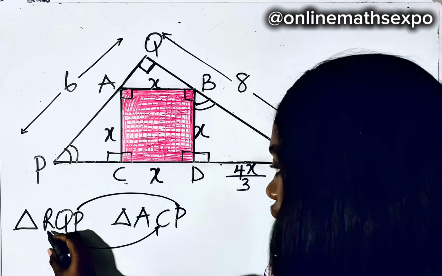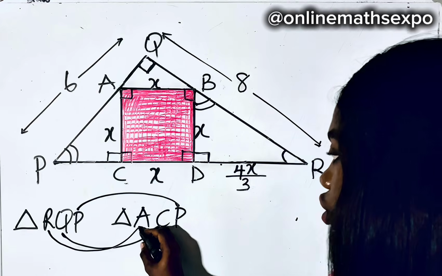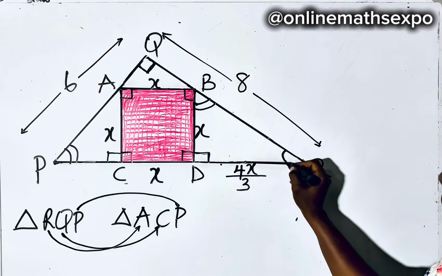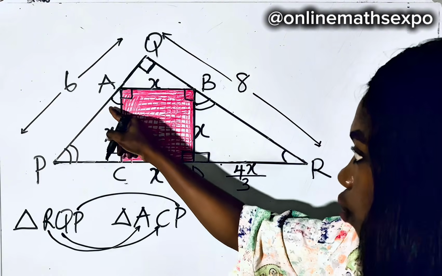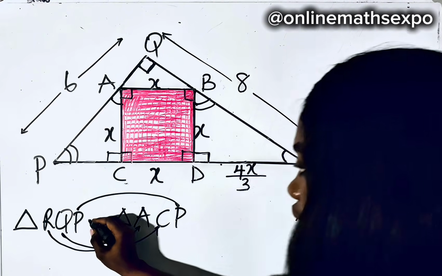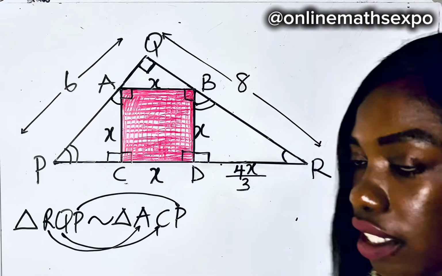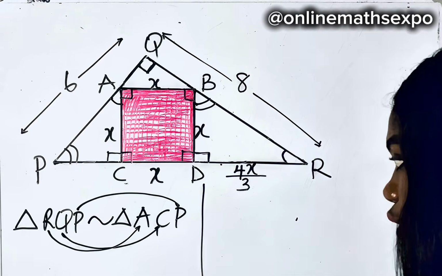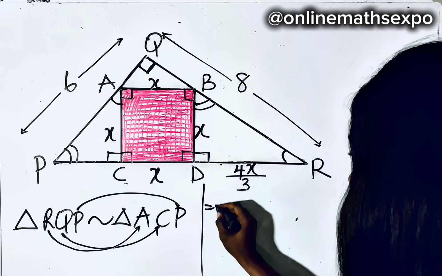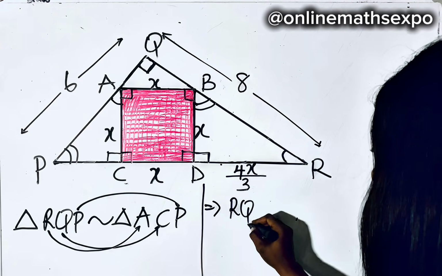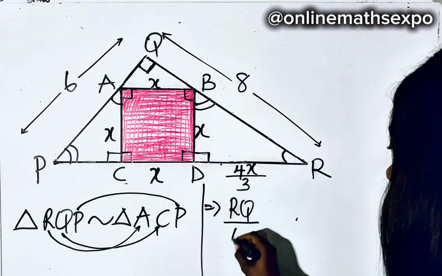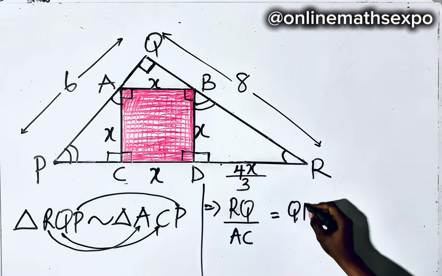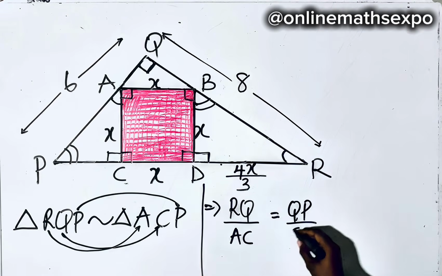It means the remaining angle at R must also be equal to the angle at A. So this angle at R must be equal to this one at A. And it means that these two triangles are similar. It also means that the corresponding sides are proportional. So if we go by that, we have length RQ divided by AC should be equal to QP divided by CP.